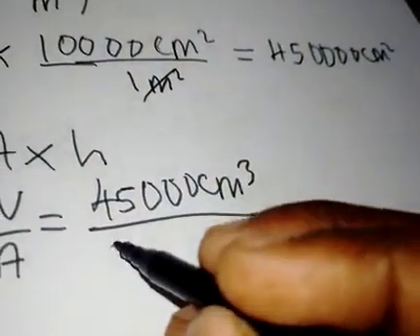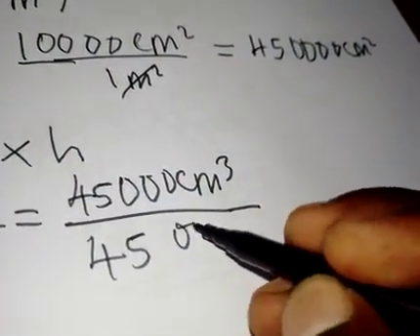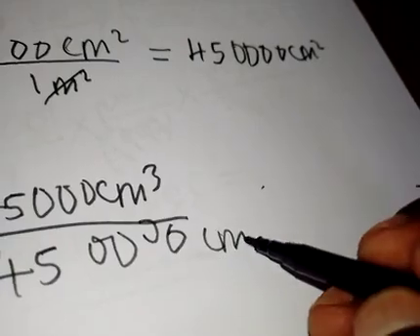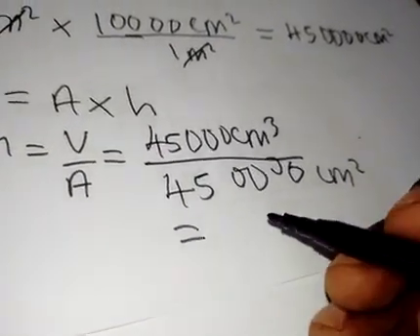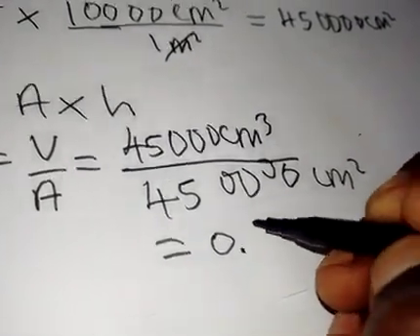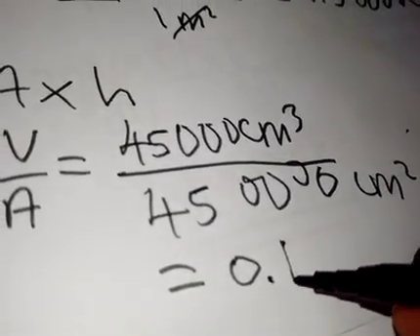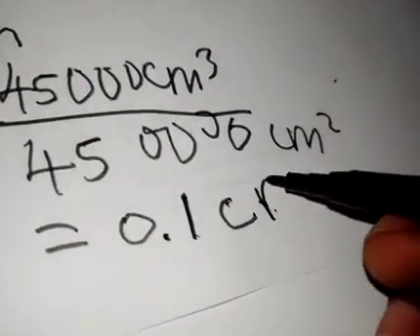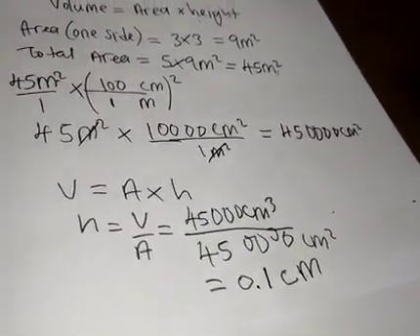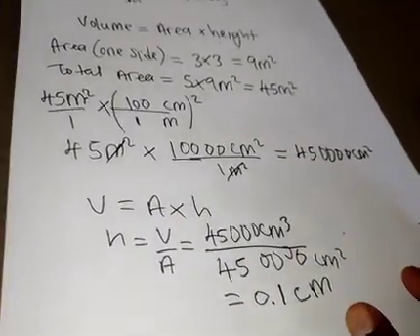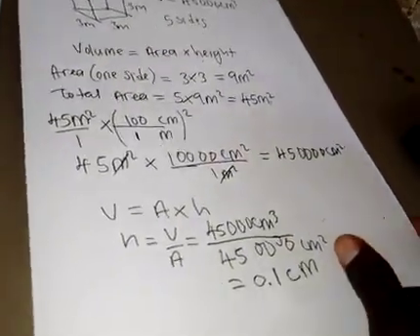over the area which we have found, 450,000 square centimeters. So when you divide it, you find that the answer is actually 0.1 centimeters. That's the thickness of paint on the wall. Okay, so if you want, you can even convert that one to meters. So that's it for this question.